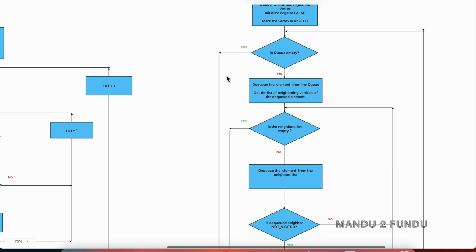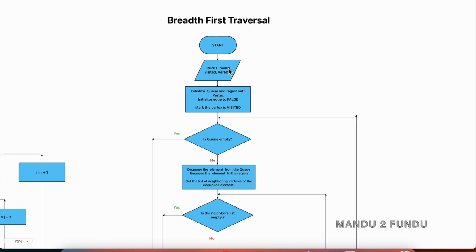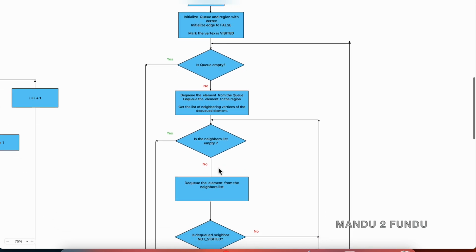So let's look at the BFS. Input for this procedure is the m by n matrix board, the visited array, and the starting vertex for this traversal. Okay. So first we initialize the queue and the region slices with the starting vertex and then initialize the edge with value false and mark the current vertex as visited. Then we enter the outer for loop. This runs as long as there is an element in the queue. So if the queue is not empty, then we go ahead and dequeue the current element from the queue and enqueue that to the region list.